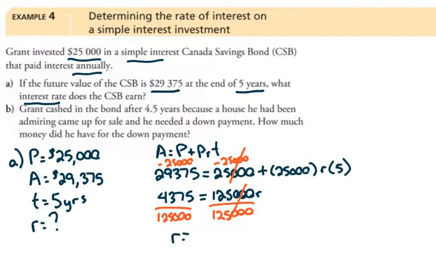Gives us that R equals 0.035. But again, that is the decimal value of R. Interest rate is usually expressed as a percent, so multiply that by 100 and we would get 3.5%.